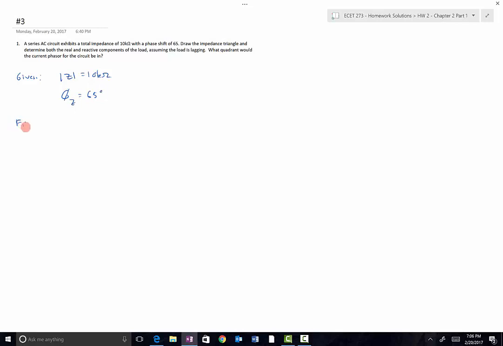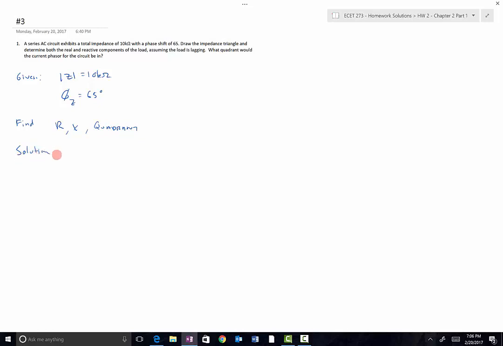We're asked to find the impedance triangle. That means we need to know R and X for the circuit. And we want to know what quadrant that is in the real complex plane.